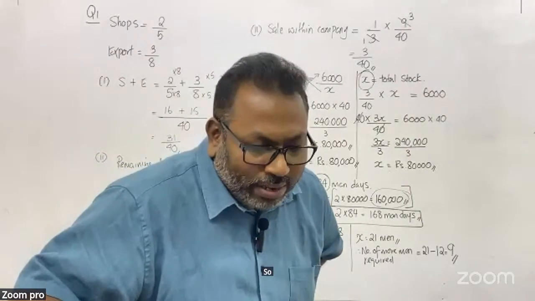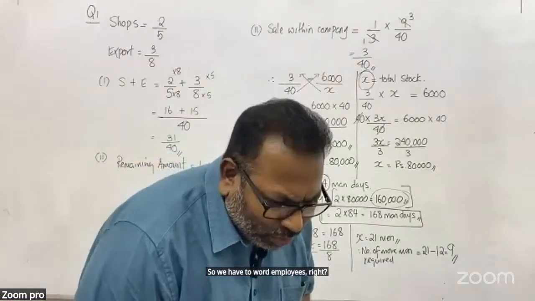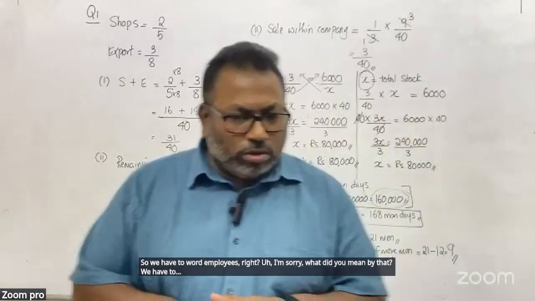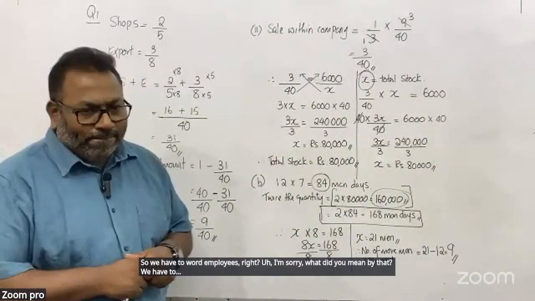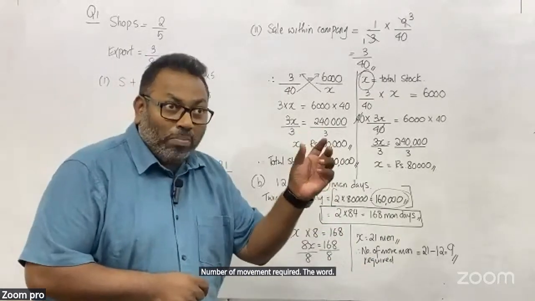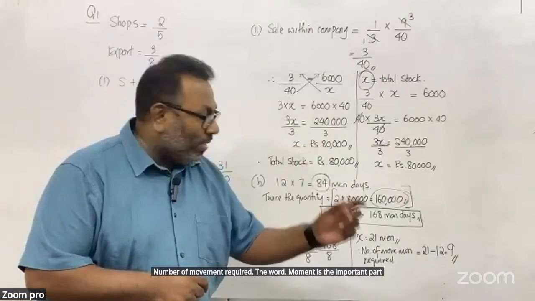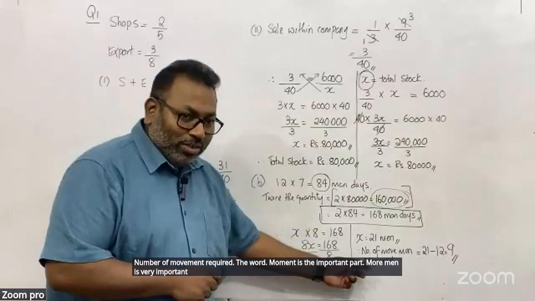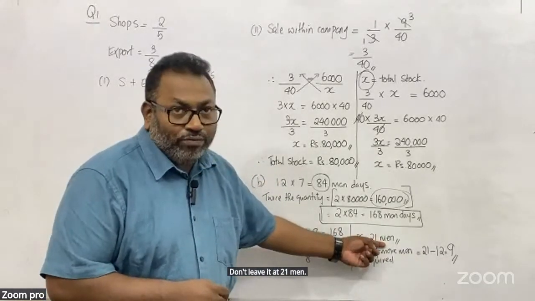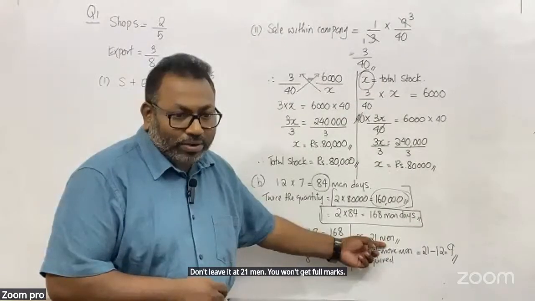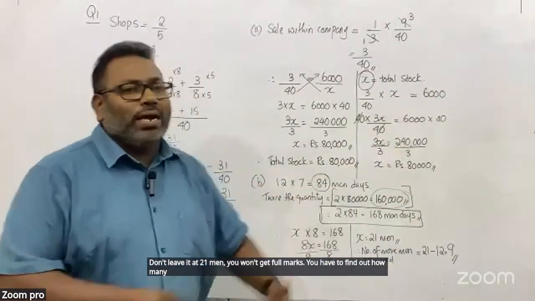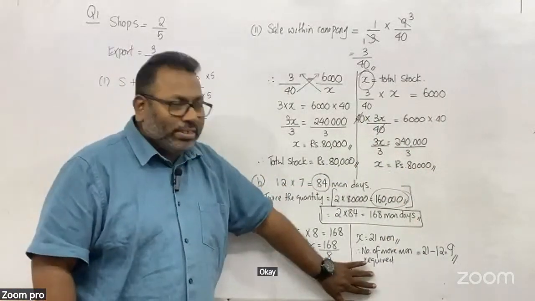So we have to word employees, right? I'm sorry, what did you mean by that? We have to write number of more men required. The word more men is the important part. More men is very important. That is what you need to find out at the end. Don't leave it at 21 men. You won't get full marks. You have to find out how many more men are required. Okay. So that is equal to 9.